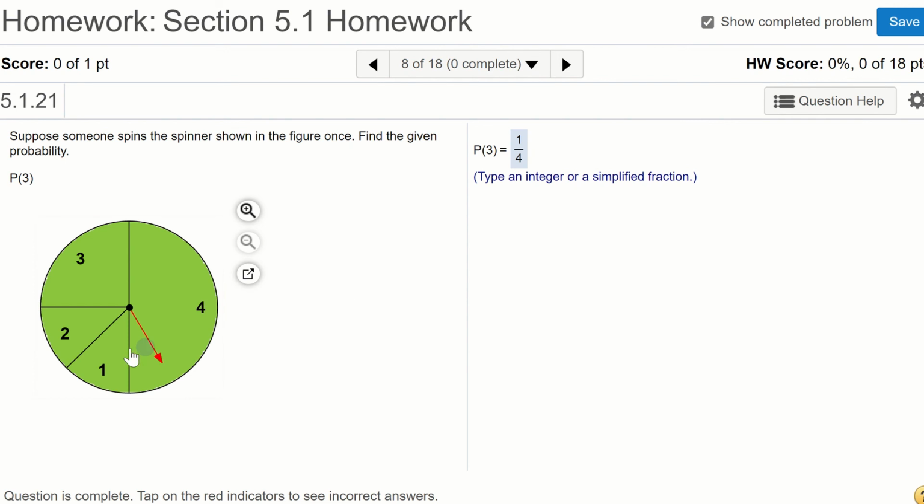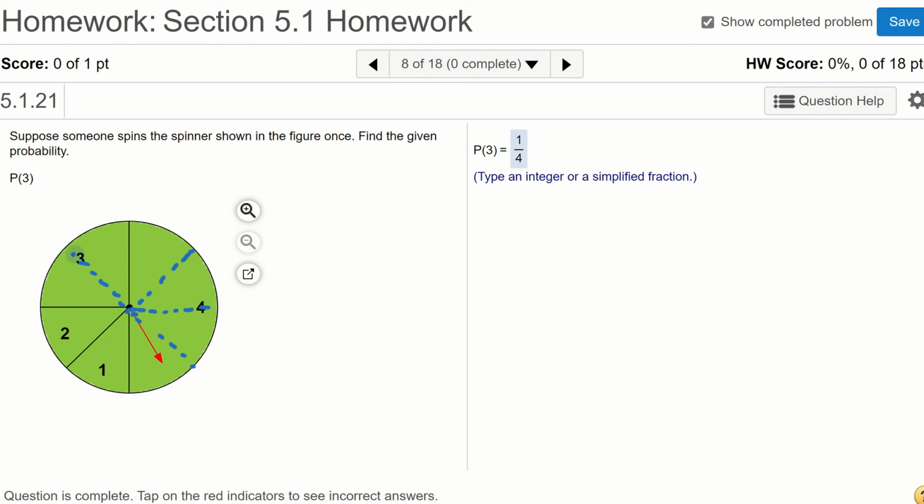All right, so here we're looking at a spinner question. Someone spins the spinner shown in this figure. Find the probability that it's going to land or stop on a 3 here. So the way you want to approach these is very simple. You want to make sure that you break the circle up into an equal number of parts. Which parts? The smaller parts. So for example, here you'll want to break it up like this.